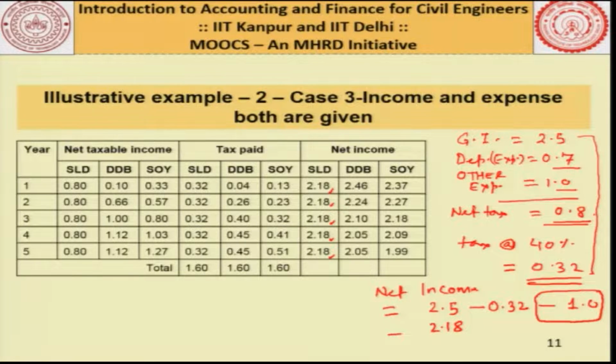If you do a similar calculation for the double declining balance method, you will find in the first year itself you are getting a net income of 2.46, second year 2.24, third year 2.05. And if you are going with net income, you are getting 2.37 here, 2.27, and these 3 values. So, we have discussed all 3 methods, and now you are in a position to find how to take care of different scenarios. So, this is as far as our discussion on the impact of method of depreciation on economic evaluation was concerned.